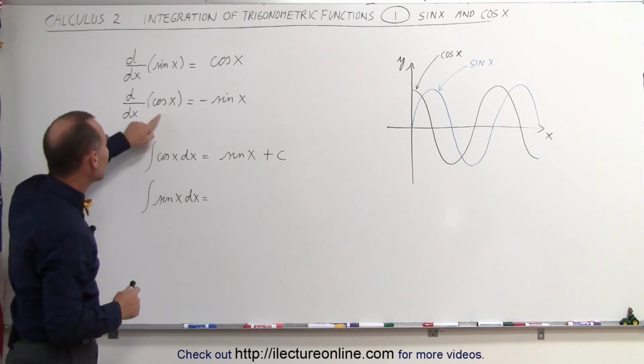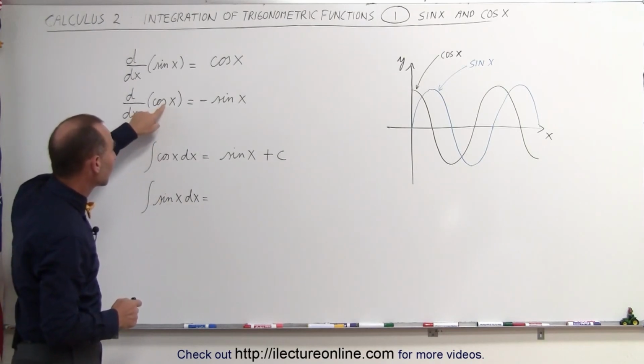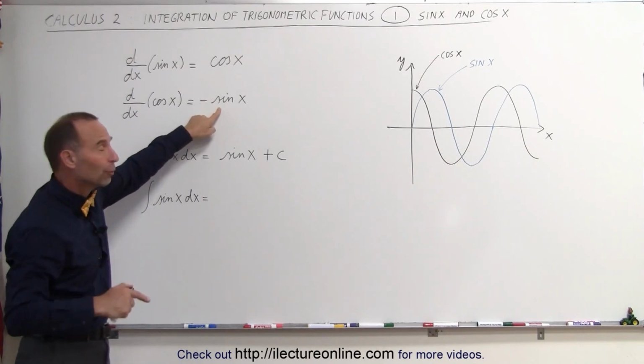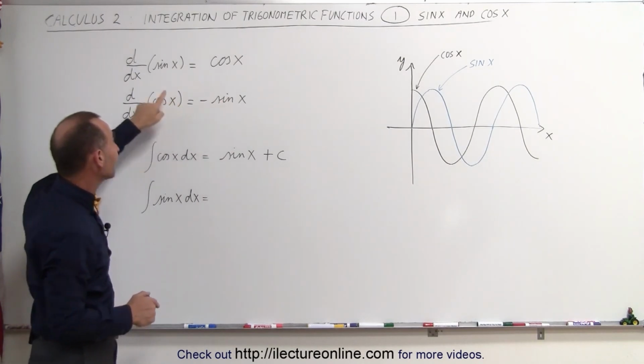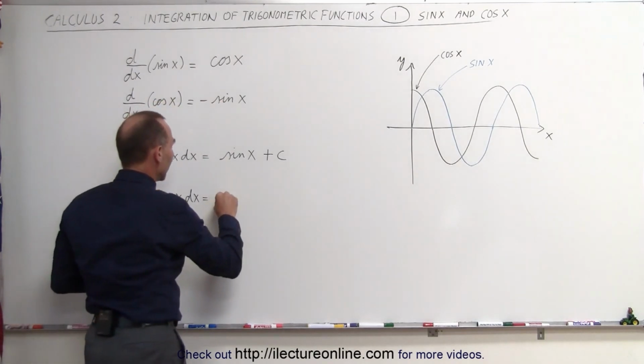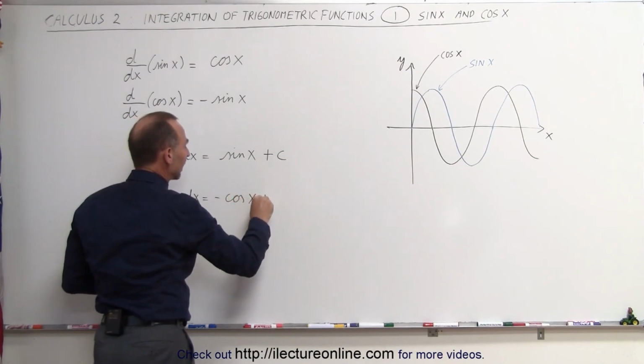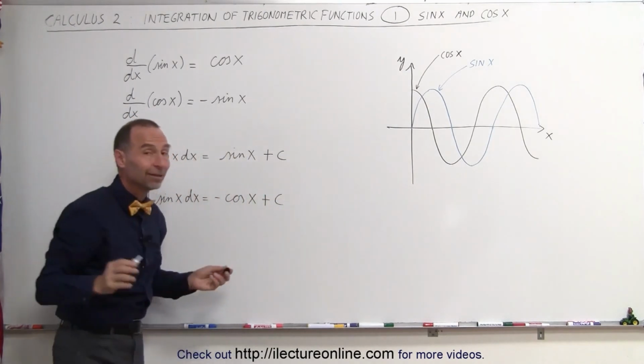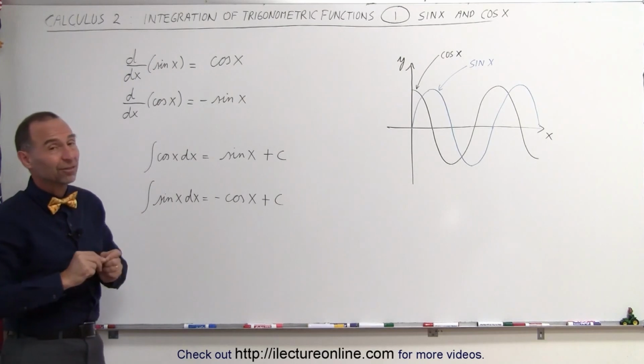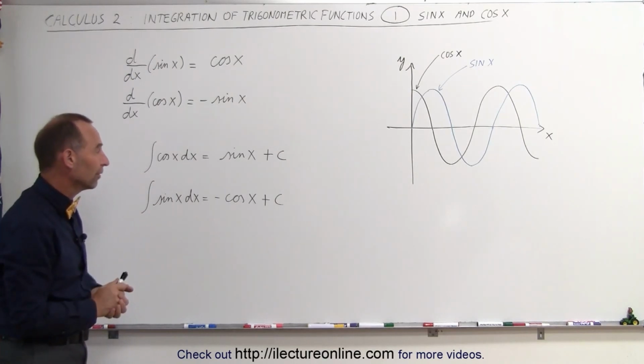For the sine of x, notice that if we take the derivative of the cosine of x, we get the negative sine. Therefore, if we integrate the sine, we should get the negative cosine back. So minus the cosine of x, and again, plus a constant of integration, because if we took the derivative of a constant, it goes to 0, and we have no knowledge of it.